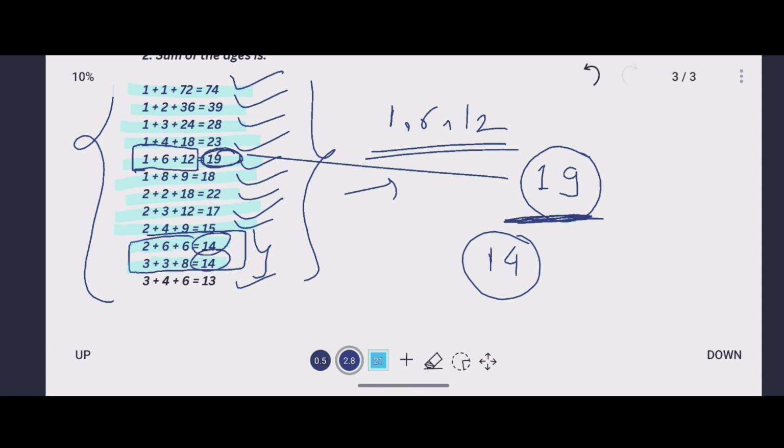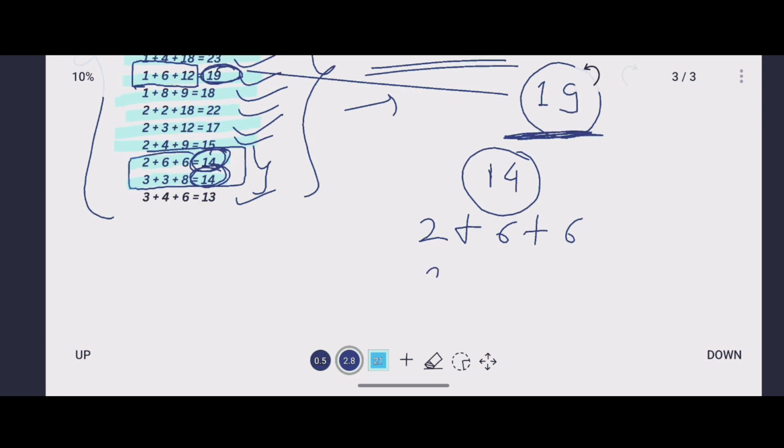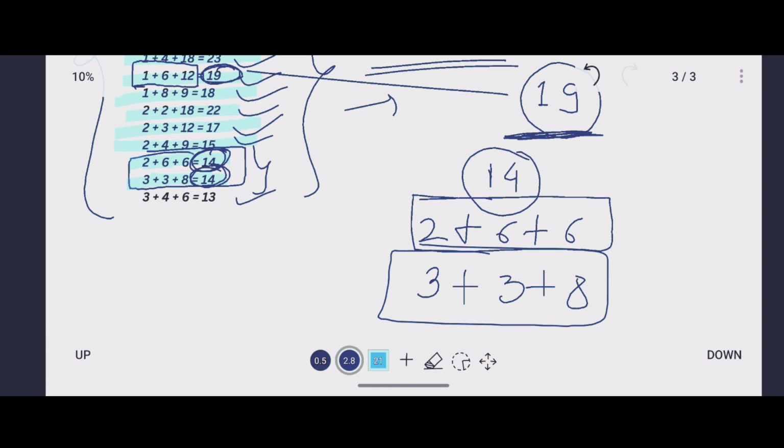So in this case we can say that these two combinations which we have got are 2 plus 6 plus 6 and 3 plus 3 plus 8. Now from these two combinations we have to choose the right answer. Because these are equal to 14 and the house number must be 14.